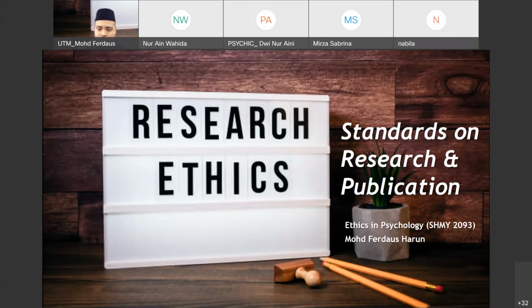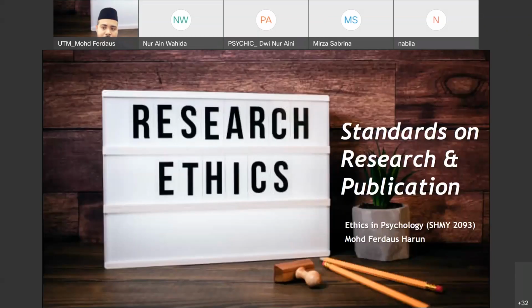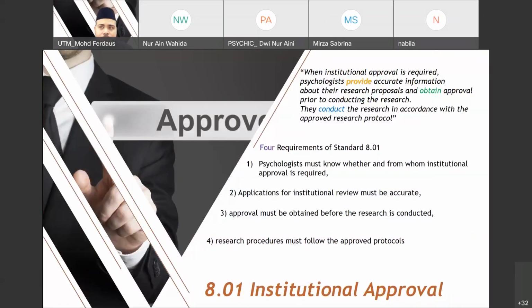For this standard, we have 15 substandards applicable under research and publication. But some concepts or standards overlap with the ones you've discussed previously, such as confidentiality and anonymity. Those are applicable in this standard as well. We look at it one by one. If you have any questions, please do not hesitate to ask me to clarify or elaborate on any concept that you don't understand.